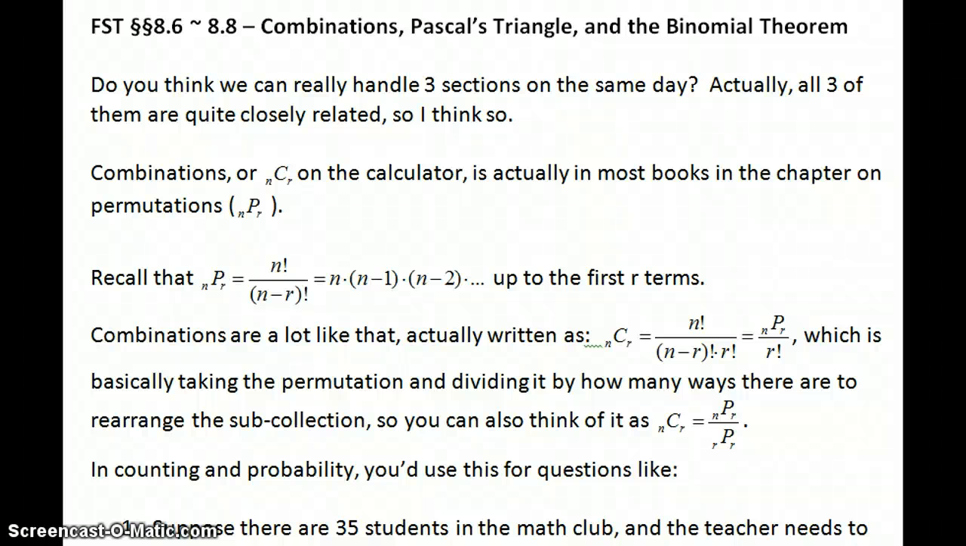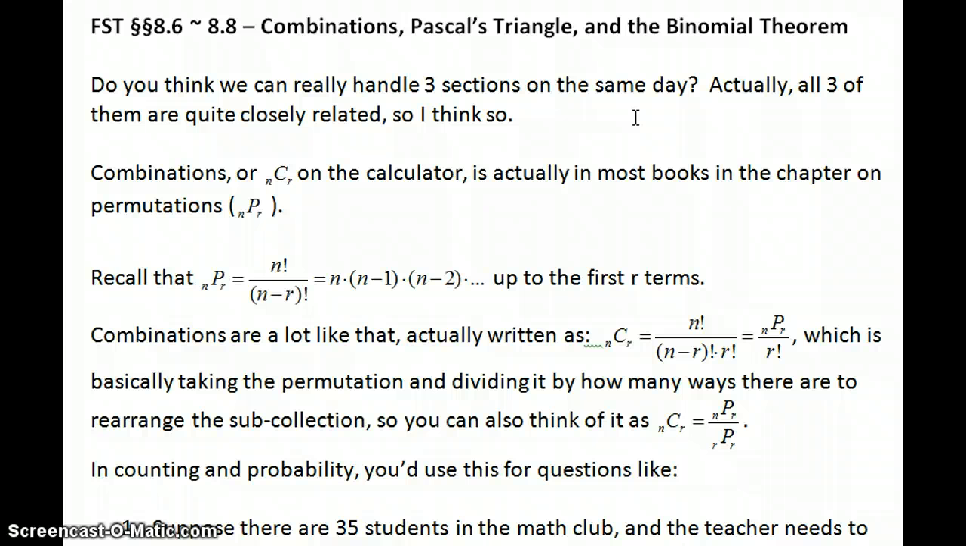Okay, you saw the title correctly. Yes, we are going to try to handle three sections in one day: 8.6, 8.7, and 8.8. 8.6 is about combinations, which is really a lot like something we've done before. 8.7 and 8.8 are so closely related. Actually, they're pretty closely related to 8.6. So this is all kind of like one topic, but just in three different flavors.